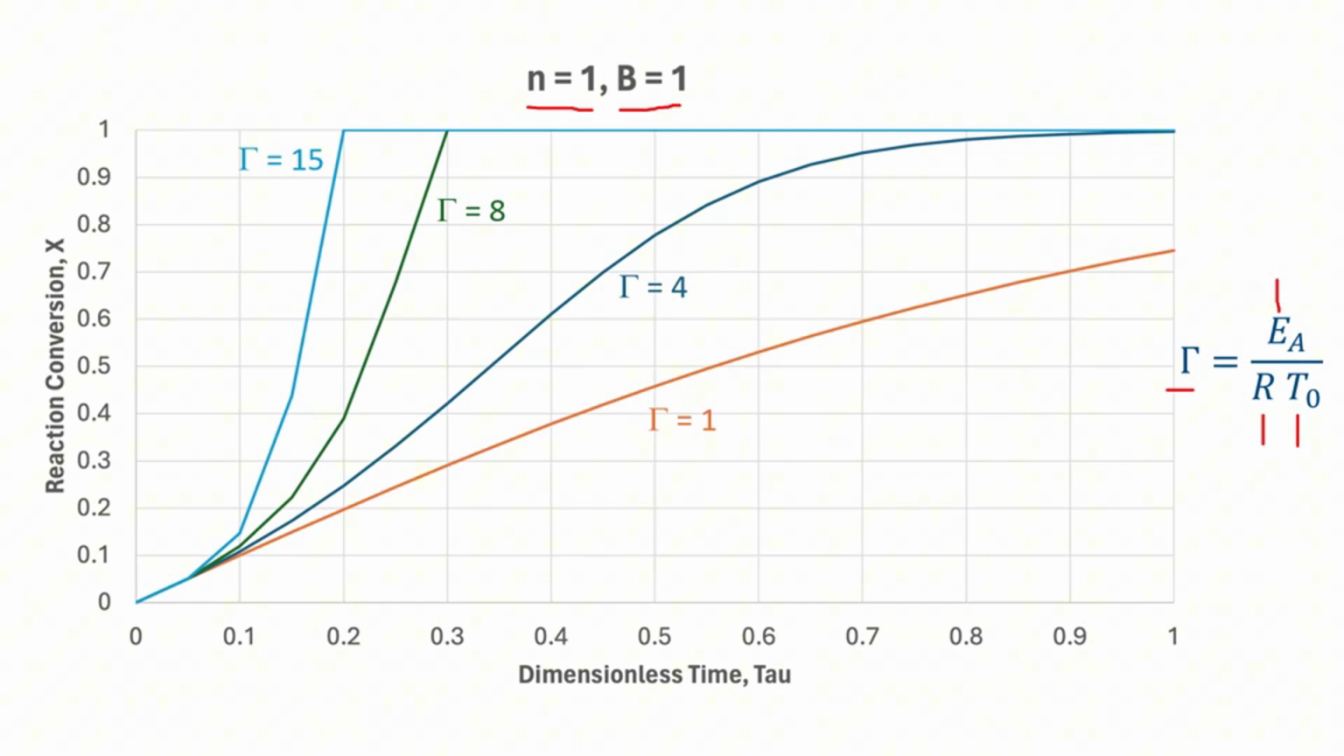And again, we see the same relationship or the trend for increasing sigma as we did for increasing B, in that as sigma increases, so the dimensionless activation energy increases, the reaction occurs over shorter time periods and with much steeper slope. So again, we see here for sigma equals 15, we achieve complete conversion, x equals 1, right about at tau equals 0.2. For sigma equals 8, we achieve complete conversion when tau equals 0.3. And for sigma equals 4, we hit that point right about at tau equals 1.